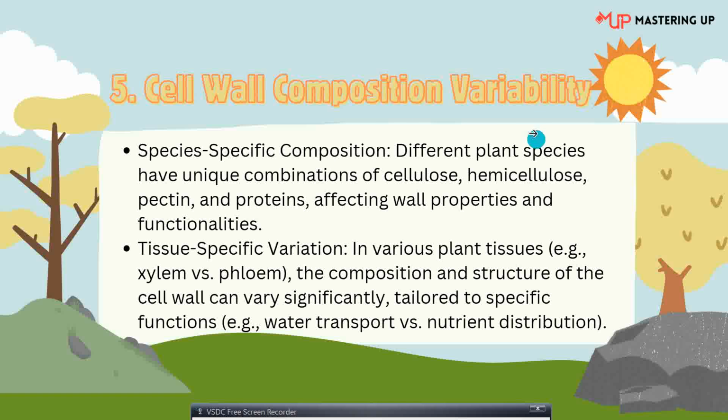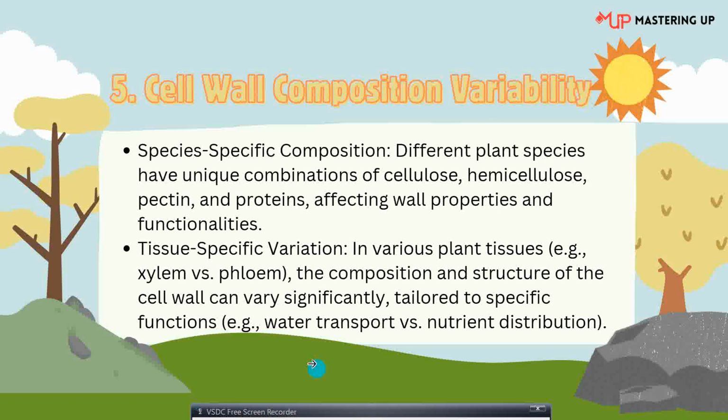Now cell wall composition variability, species composition. Different plant species have unique combinations of cellulose, hemicellulose, pectin and proteins. We already discussed that, affecting the wall properties and functionalities. So these major functions can vary upon the different combinations of the composition. These species-specific compositions are present in different species, and different species are present in different types of environments. So these compositions help the plant to stay healthy and safe in the particular type of environment.